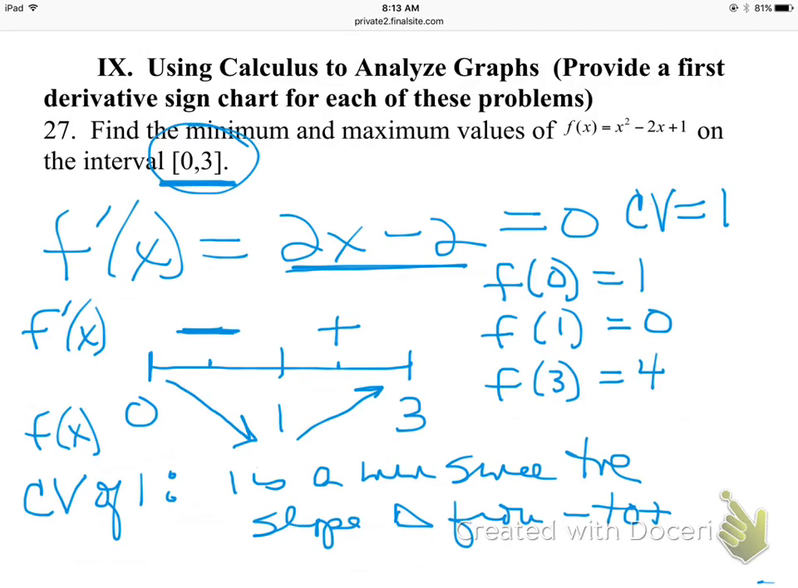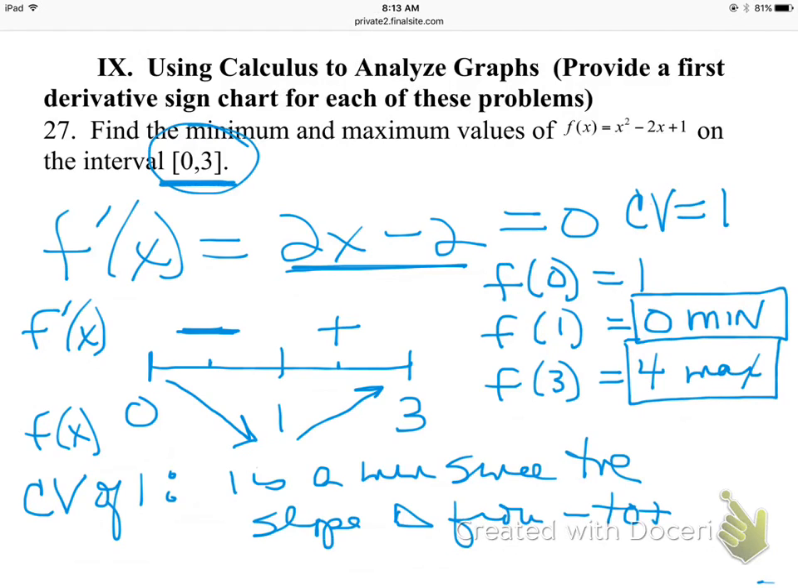All right, so now I'm able to make a statement. Where my function has an x value of 1, it has a minimum value of 0. So this is my minimum value right here. 0 is my minimum. Given the interval, what is my maximum? 4 is my maximum. And that's how I would handle that question and the answer.